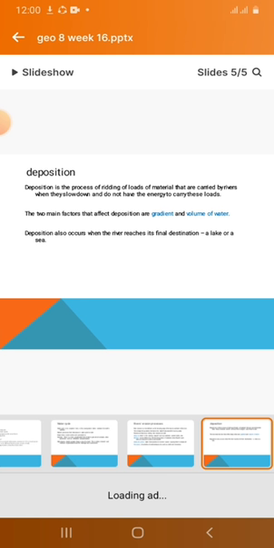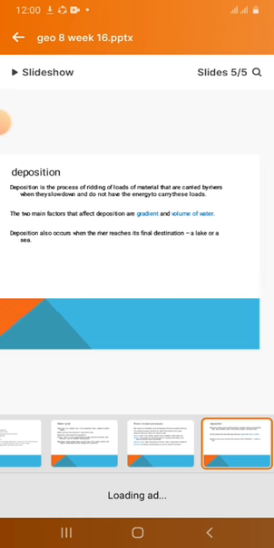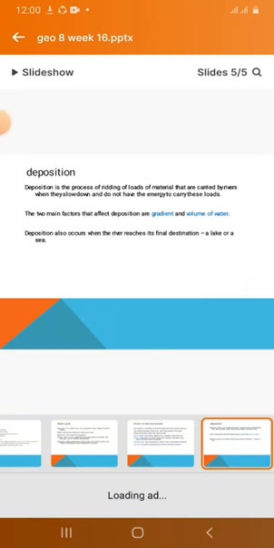Now here we have the definition of the word deposition. It's defined as the process of dropping the loads of material that are carried by rivers when they slow down and do not have the energy to carry these loads anymore. Deposition usually occurs when the gradient is no longer steep and the river starts to drop some of the load that it is carrying. Naturally, the heavier loads get dropped first.